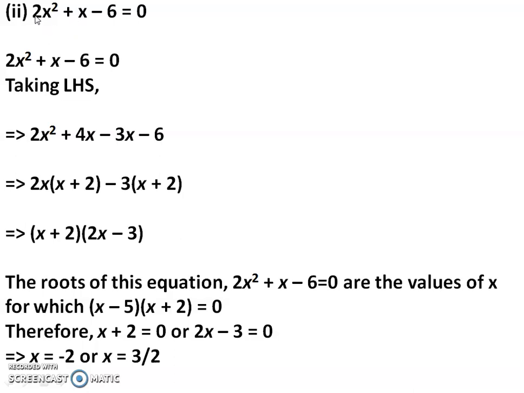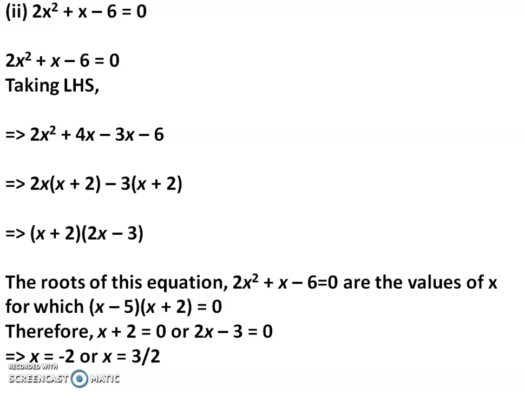What is the first step? Multiply the first coefficient and the last constant. You will get negative 12. 2 into negative 6, negative 12. You will split the middle term in such a way that you will get the product as negative 12 and their sum as positive 1.